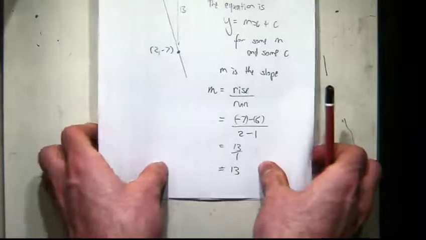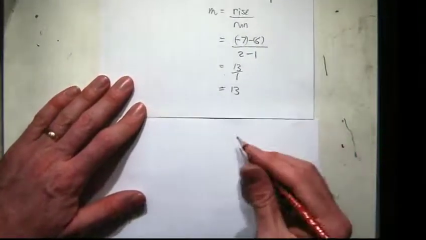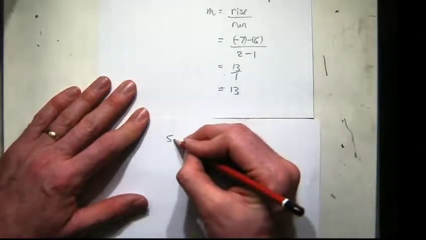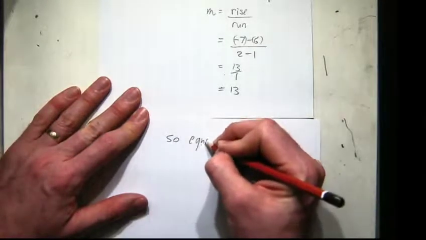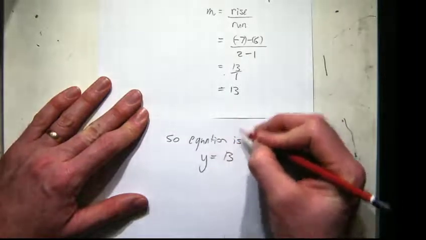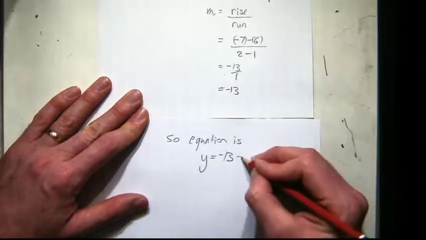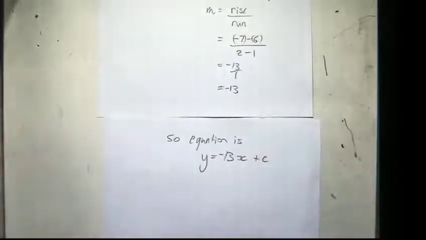So now we know that m is minus 13. So actually the equation is y equals minus 13x plus c. And we still don't know what c is, but at least we've figured out what m is. And now we have to figure out what c is.